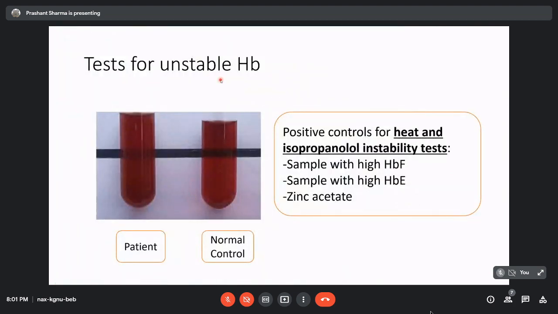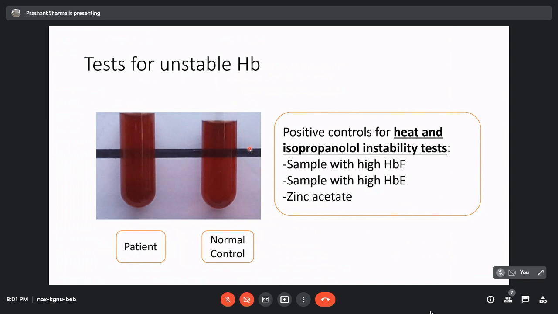We then did a test for unstable hemoglobin. There are two tests: the heat instability test and the isopropanol instability test. When you heat a sample to about 56 to 60 degrees, or you add isopropanol, unstable hemoglobins tend to precipitate. This hemolysate will become turbid and you can't see the black line at the back, whereas in a normal control the hemoglobin is still in solution, with no precipitation.